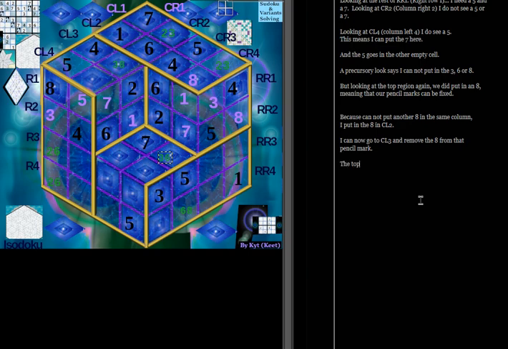Now the top cell at column left 3 and column right 2 does have a 3 and an 8. This means I cannot tell where the 8 goes yet.